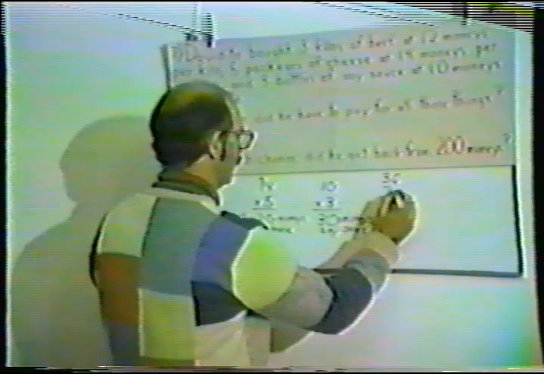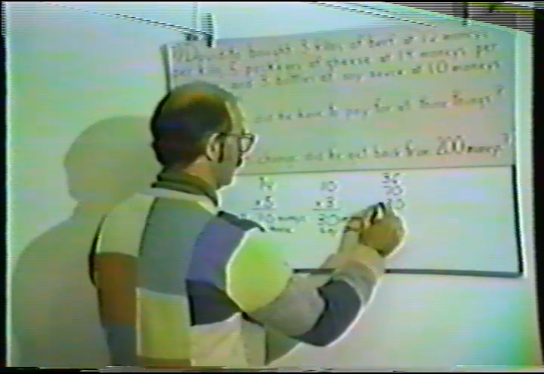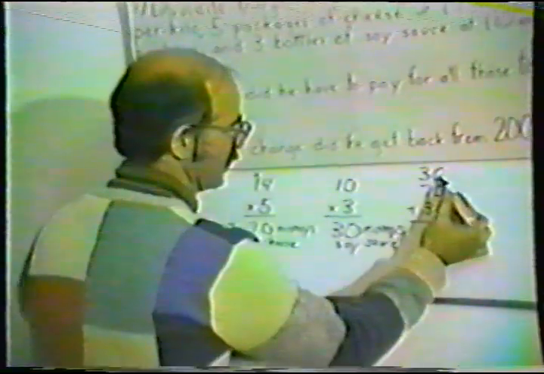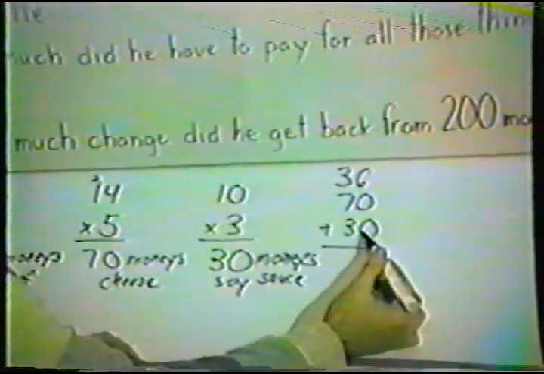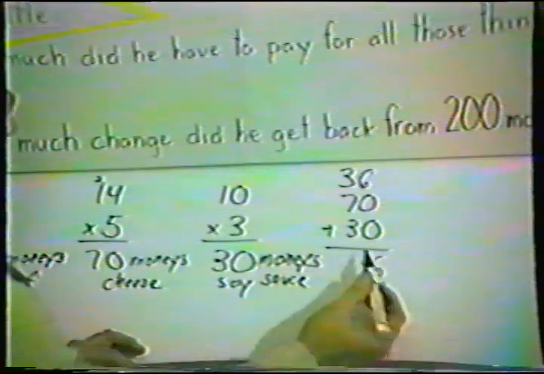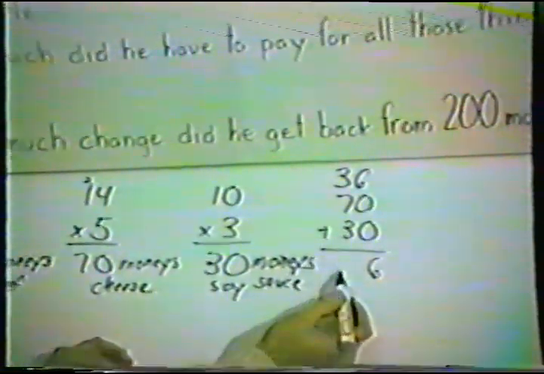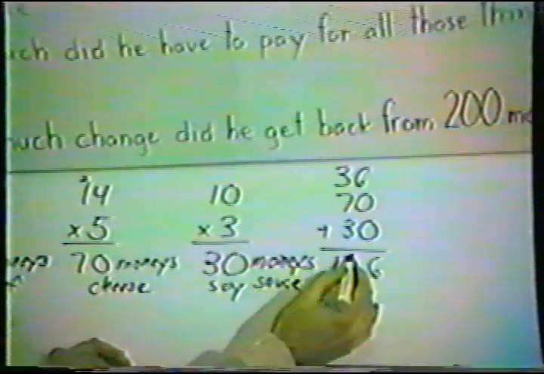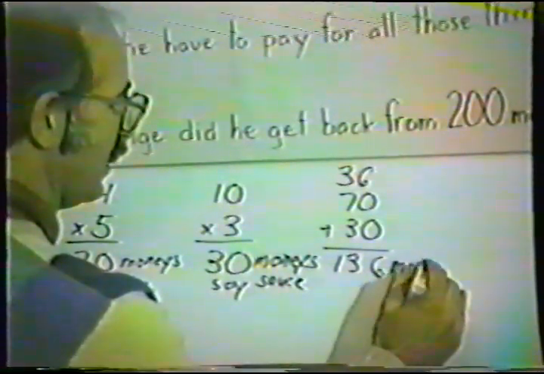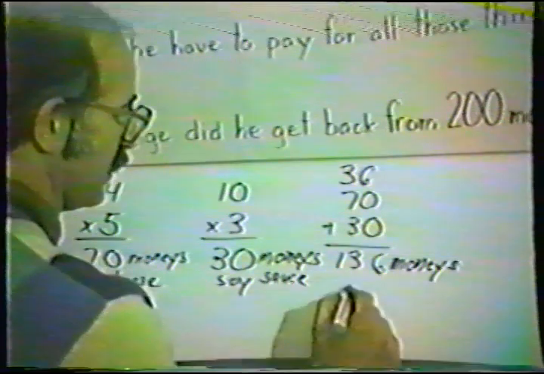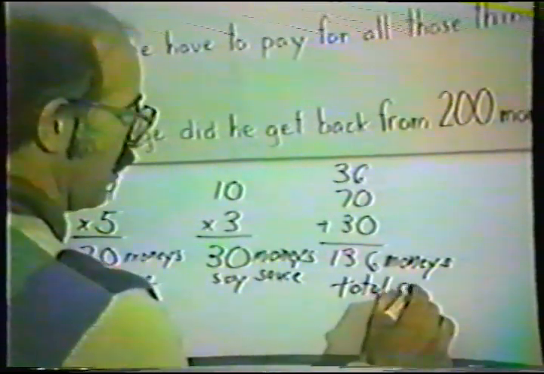36, 70, and 30. 6 plus 0 is? 6. Plus 0 is? 6. 3 plus 7 is? 10. Plus 3 is? 13. 136 monies, which is the total cost.